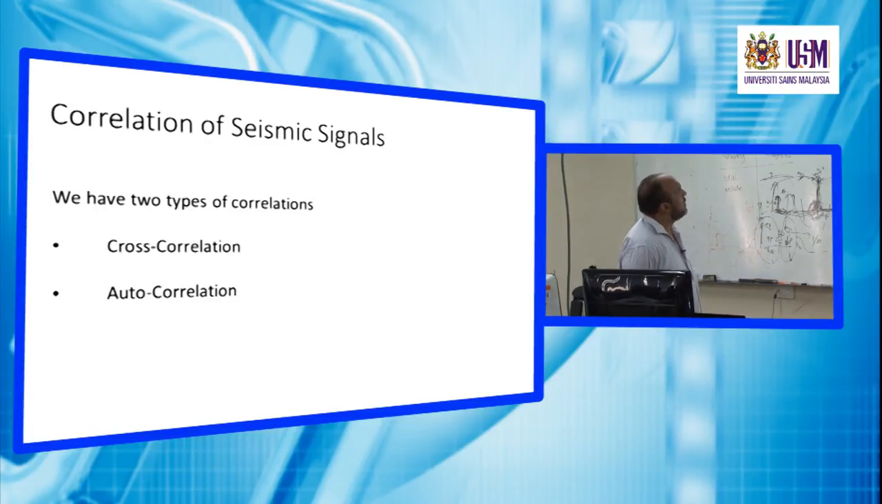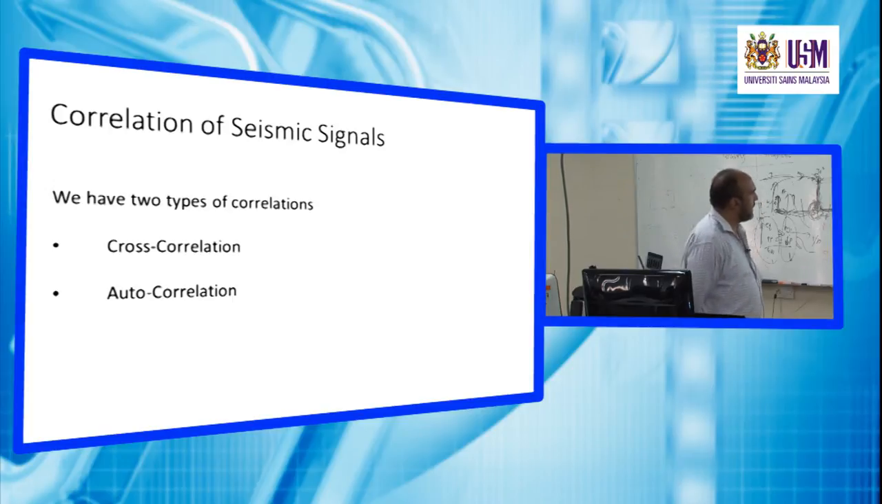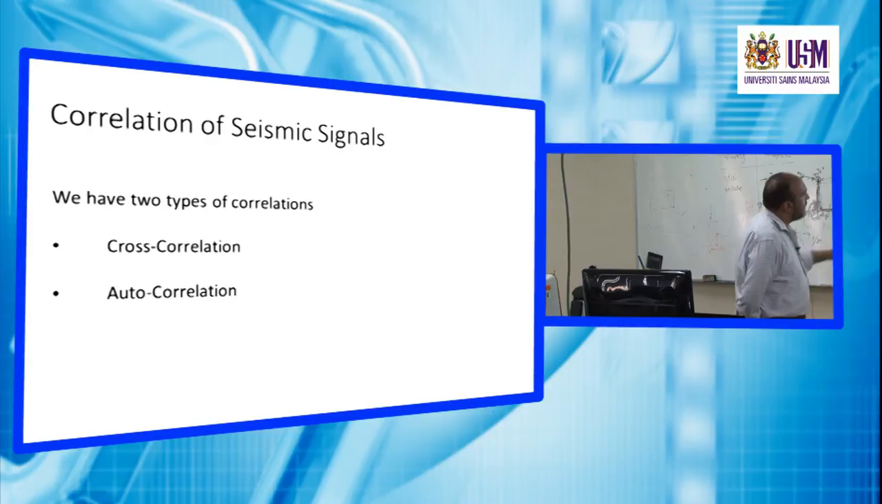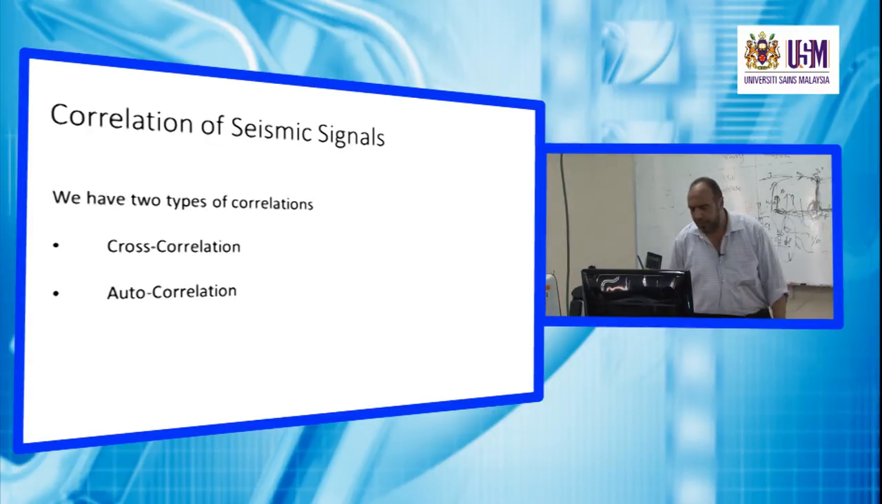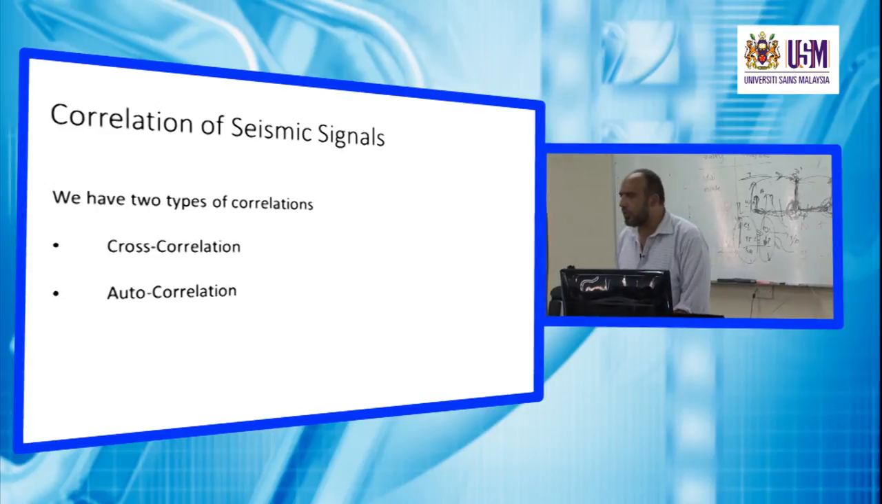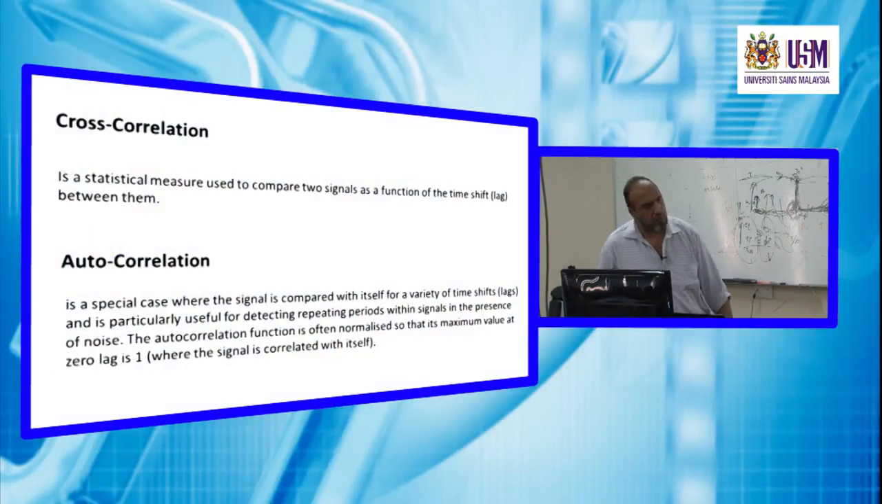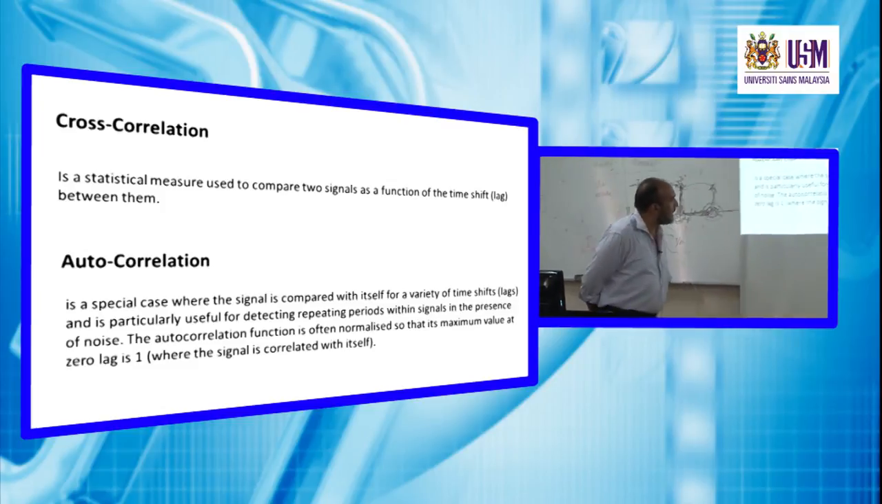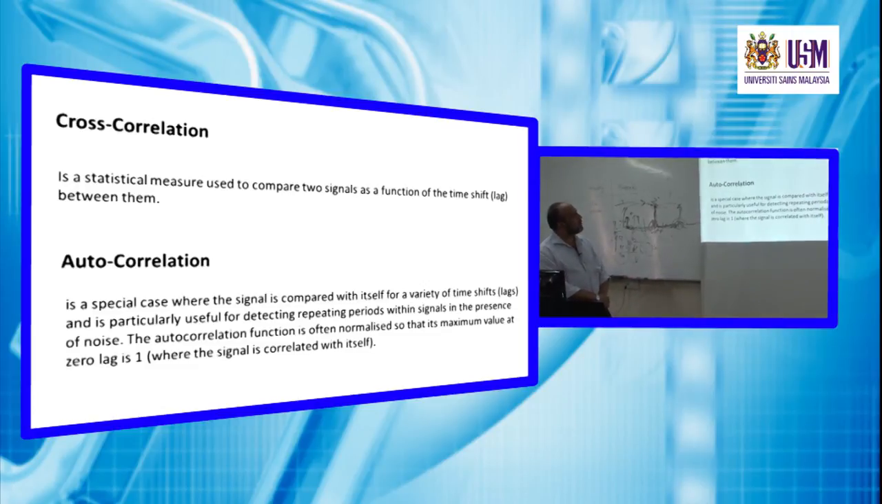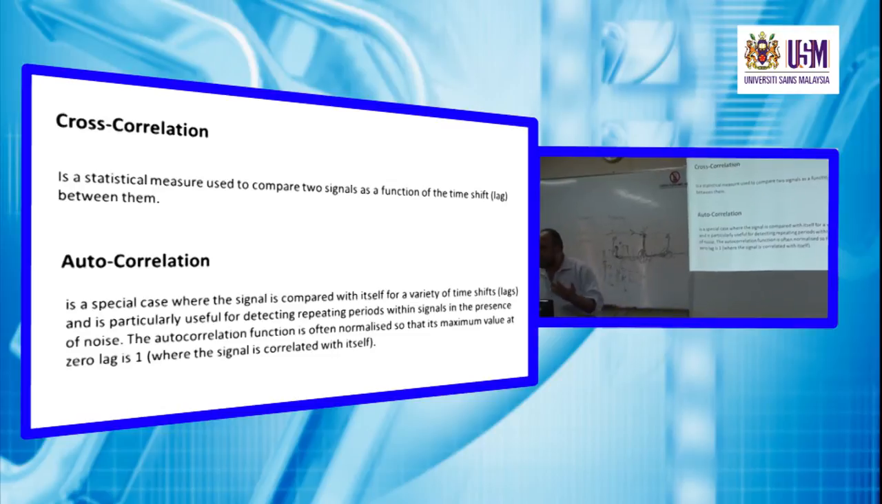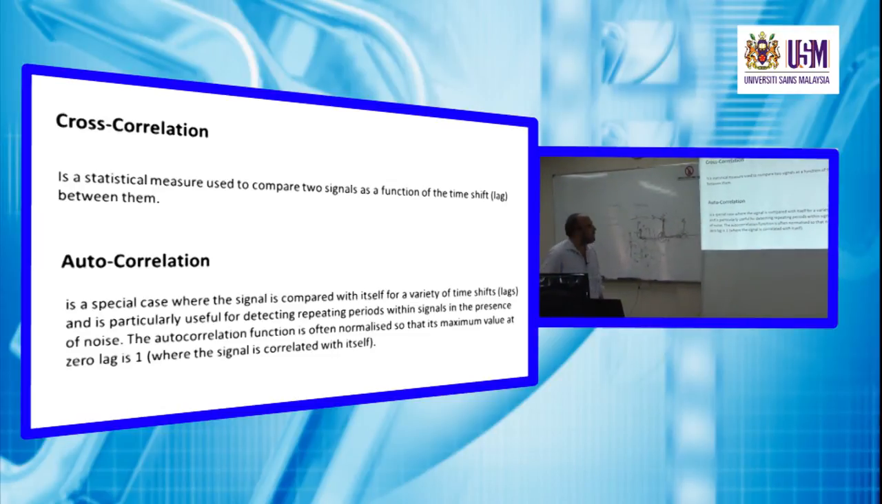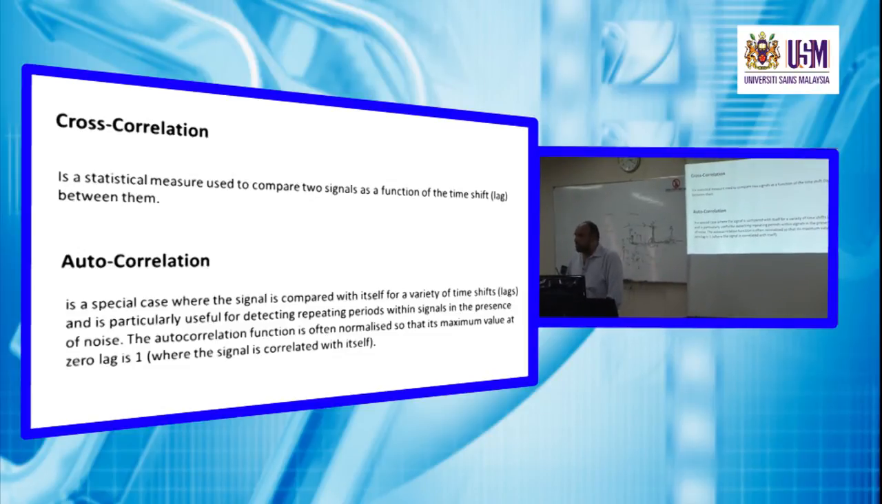Now, we're going to speak about correlation of seismic signals. Actually, we have two types of correlations. We have cross correlation and we also have autocorrelation. Cross correlation is a statistical measure used to compare two signals. I have two seismic signals, or any two signals, and I want to compare them as a function of time shift or time lag between these two signals.